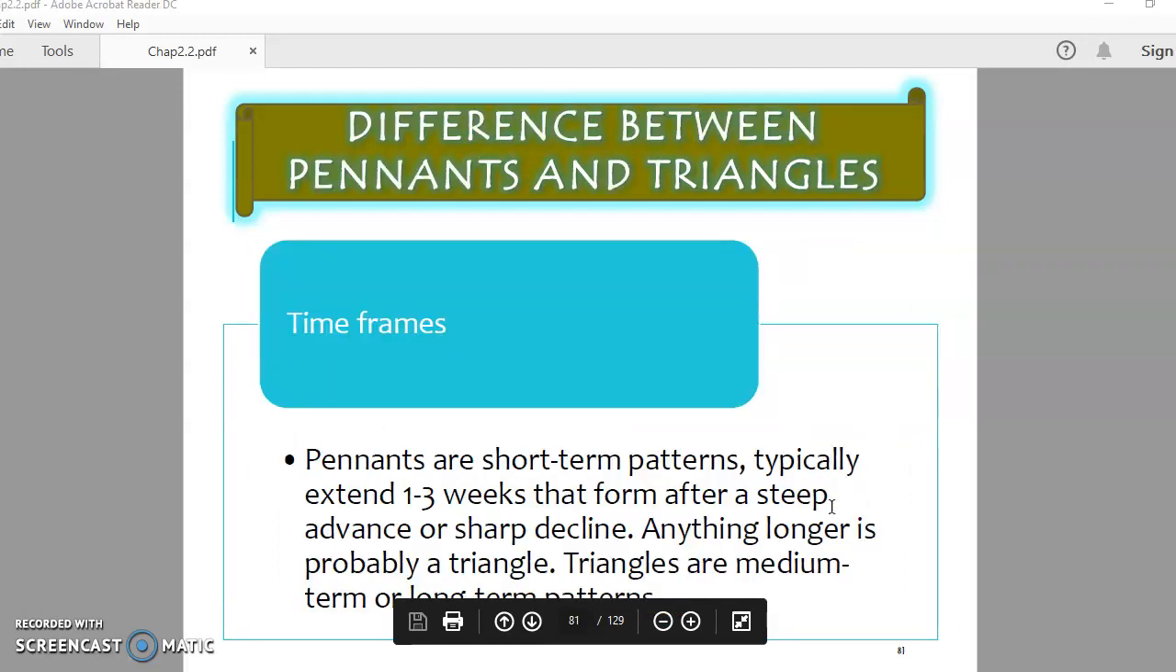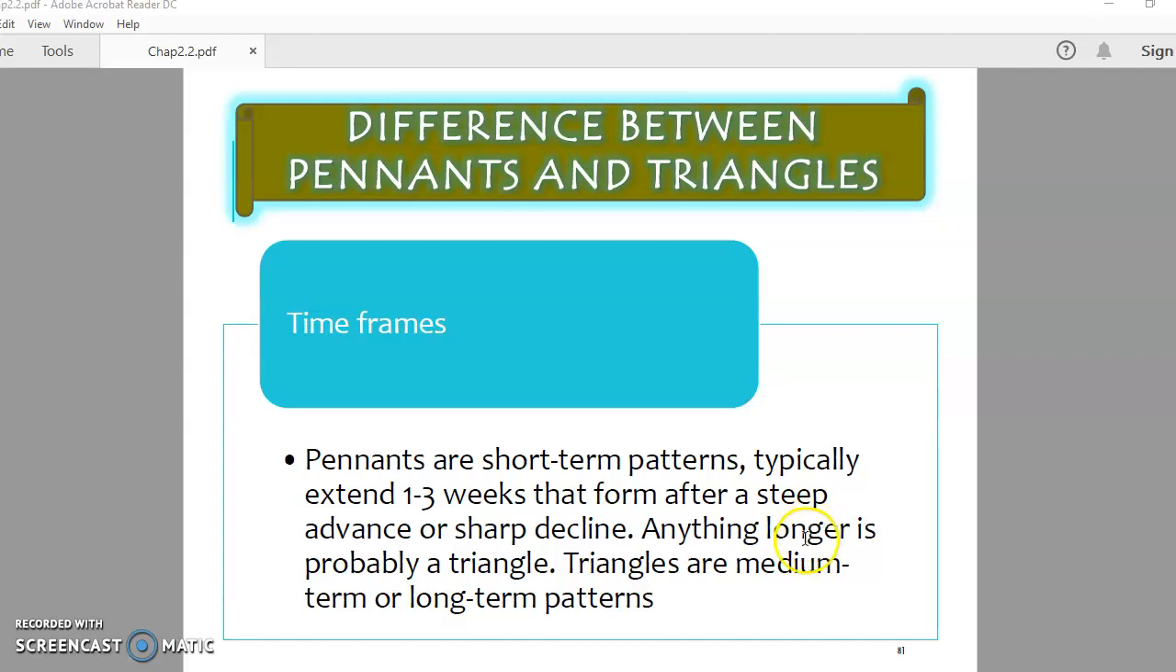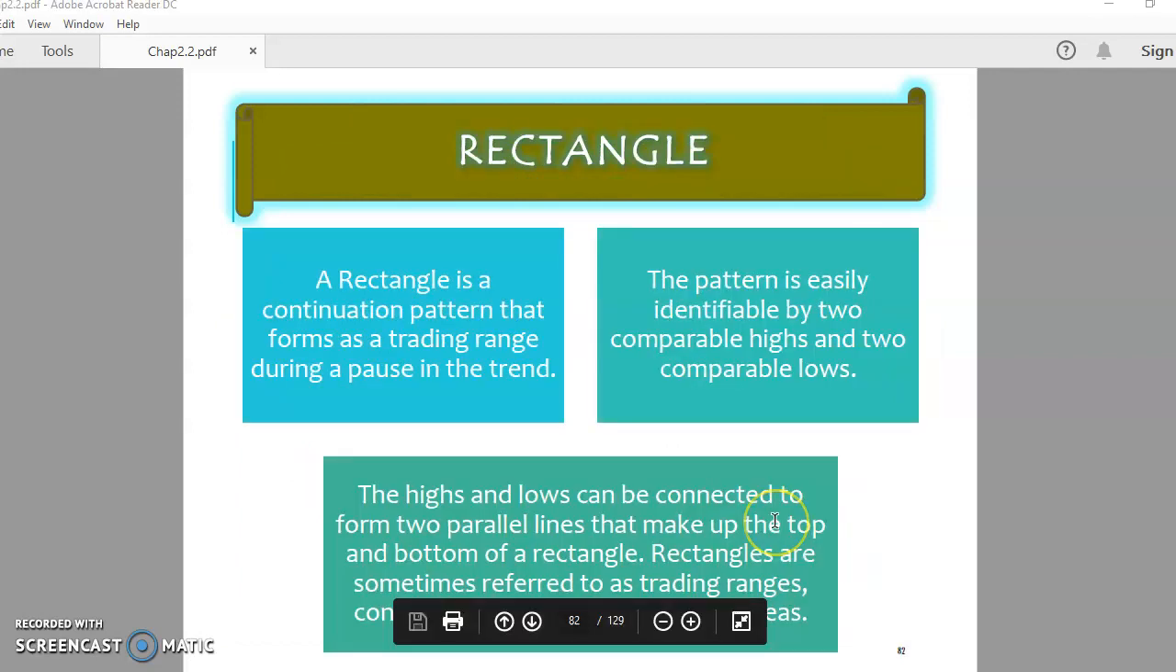Okay, so as I mentioned, the main difference between pennants and triangles is first in terms of their time frame. Pennants are normally formed for a shorter period of time, typically extending for 1 to 3 weeks, while the formation of triangle patterns is normally for a medium and long term time frame.